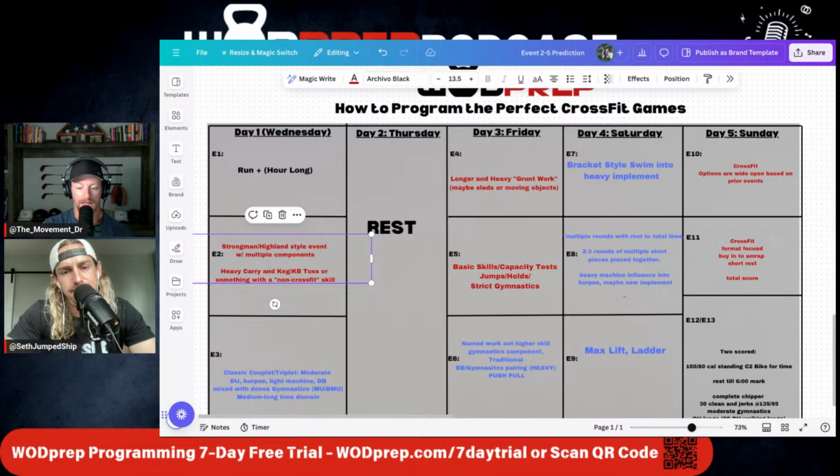Then we have a skills test, like a skills medley. If we're doing a couple of them here, maybe this changes to two smaller scored events, and then this is the combined score, or vice versa. You could have two events with two smaller scorings too. I feel like the strongman Highland could be two fifties, and then the skill capacity could be two fifties as well. Yeah. Yep.